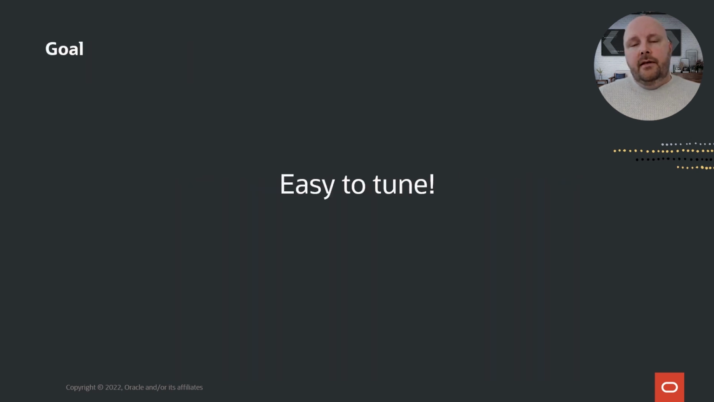So ZGC is designed to be easy to tune, and preferably you shouldn't have to tune it at all. This is a goal we've had with ZGC since its inception. As you know, HotSpot has a lot of GC tuning options. Sadly, not that many people know exactly what all of those options do. Many times we see people getting them wrong, and we want to get away from that situation by essentially making ZGC work well out of the box.